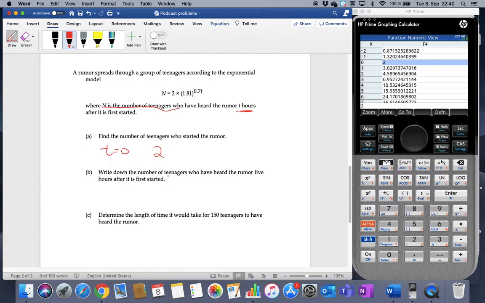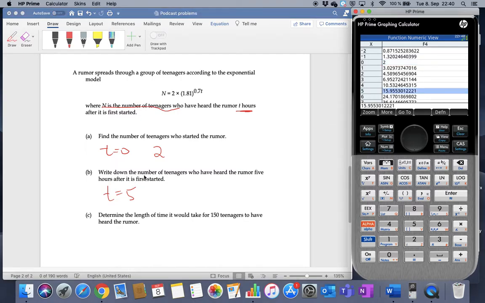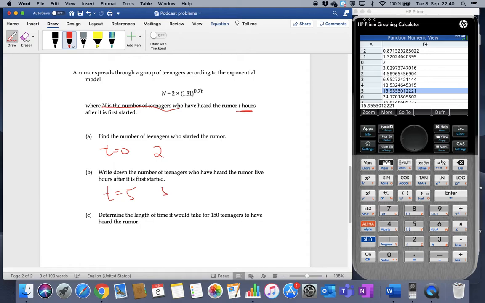Then it says write down the number of teenagers who have heard the rumor 5 hours after it started. Again, we're looking for t equals 5. We're going to go right to our table again. We're still here, and it is 15.95. And since this isn't a whole person, we're going to round down here. So our answer then would be approximately 15 teenagers.